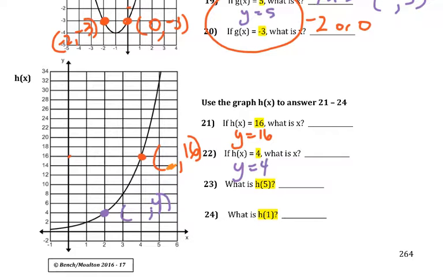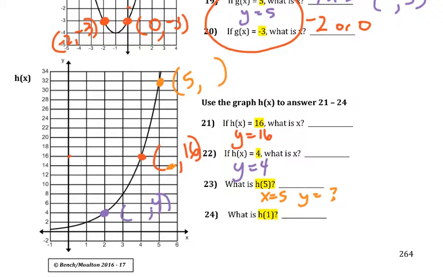The next question, 23, it says, what is h of 5? So that means that x is equal to 5. Your job is to tell me what y is. So you're going to go over on your x-axis to 5, and you're going to go up until you see the graph. And tell me what you have to go up to.